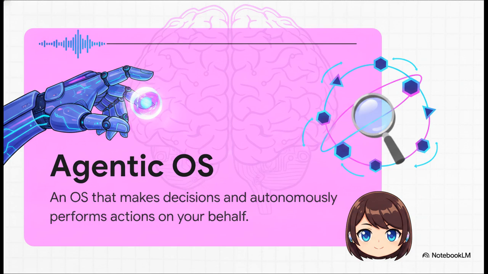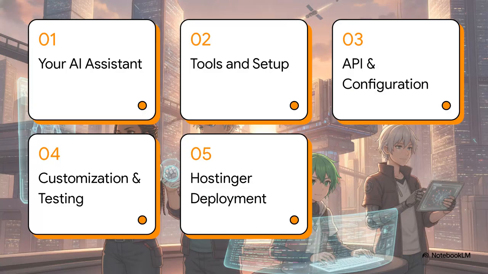So the absolute key here is understanding exactly what it is we're building. We call it an Agentic OS. Think of this as an operating system that actually makes decisions and autonomously performs specific actions on your behalf. It's kind of like having your very own personal Jarvis. You give it a high-level command and it just figures out the steps, connects to the right tools, and gets the whole shebang done.